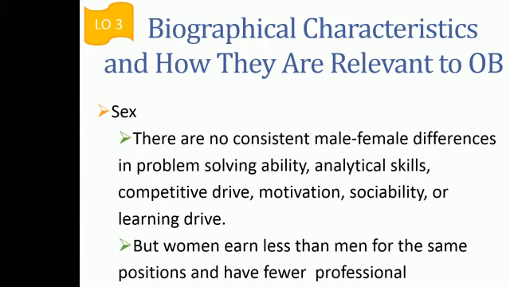So if we look at differences in sex between males and females, we find that there's actually no consistent male or female differences in problem-solving ability, analytical skills, competitive drive, motivation, sociability, or learning drive. So men and women are equal in pretty much all ways as far as intelligence goes. The only thing that we might find is a small difference in spatial ability, but even when we find that relationship, the magnitude is pretty small. Spatial ability being the ability to rotate things in 3D and make sense of that.